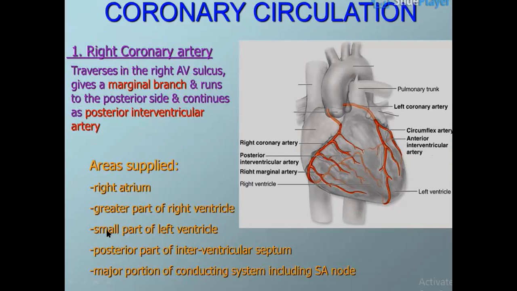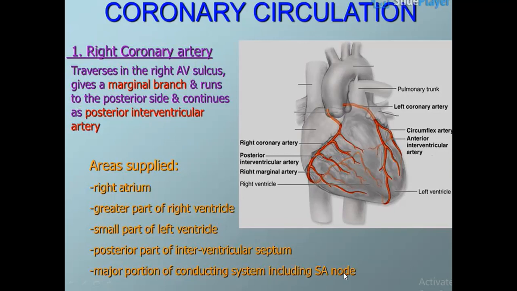And then it supplies the small parts of the left ventricle. Why? Because it runs down this way also to come towards the left ventricle. And then it supplies the posterior part of the interventricular septum, which we already said here, and the major portion of the conducting system, including the SA node.